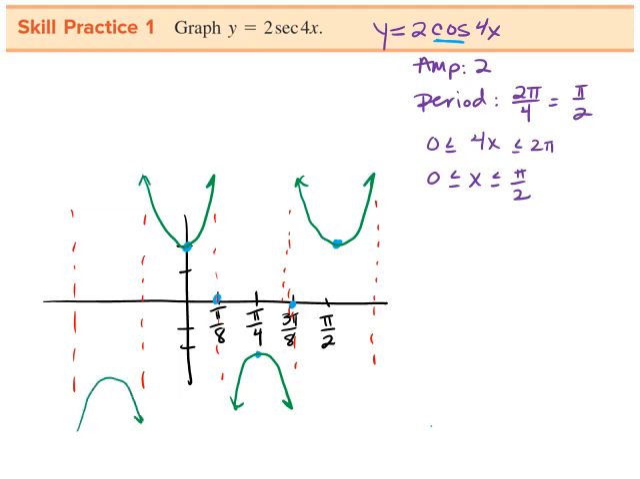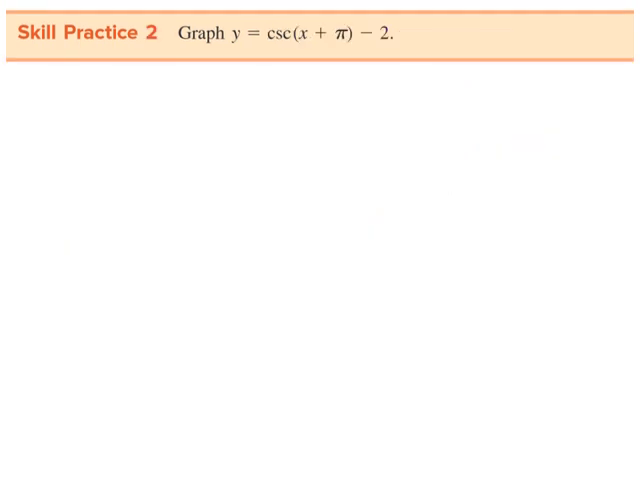So technically we should erase this blue graph. We would erase all of this. And then what is left is the graph of the secant function. Give this one a try.